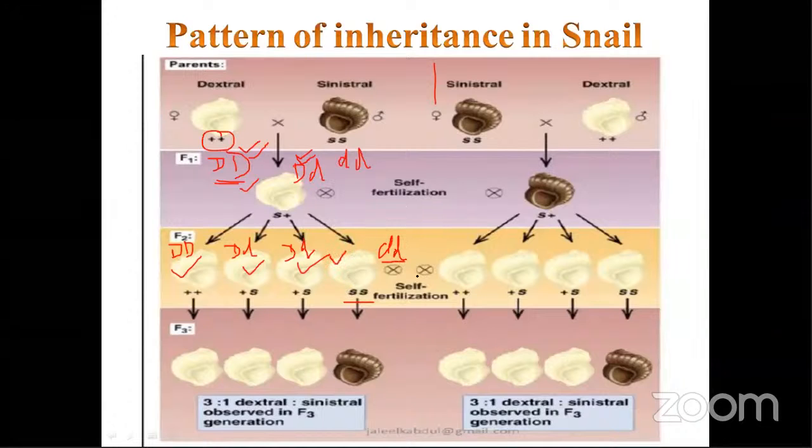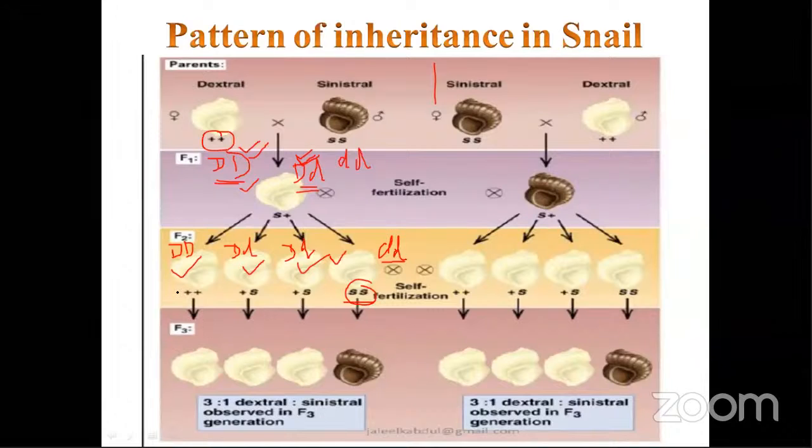Why is this observed here? Because it has the gene small d, present in the nucleus itself, but the character is governed by the female parent genotype. So who is the female parent of this particular snail? It is capital D small d. What should be the expression of this? It should be dextral. That's why, though the genotype of this snail is small d type, it is expressing dextral coiling.